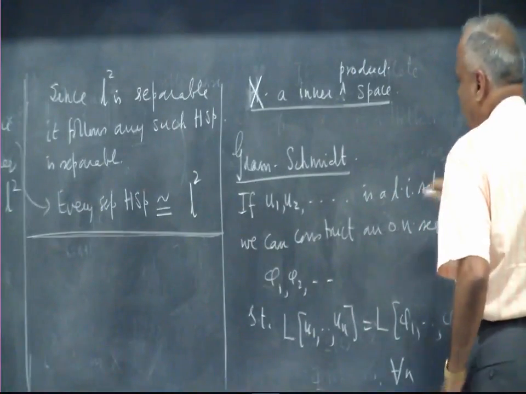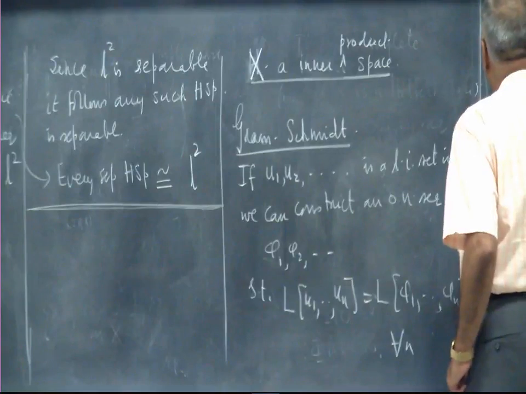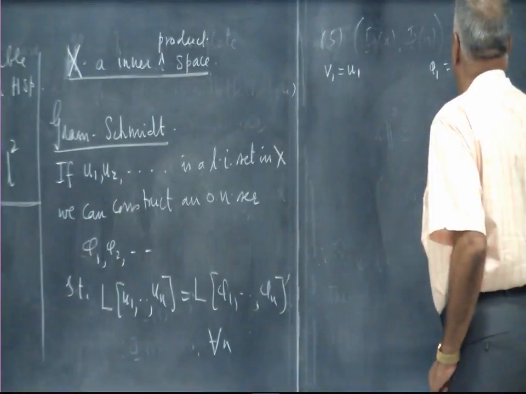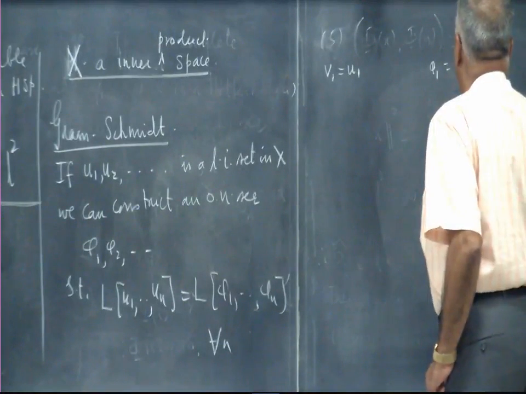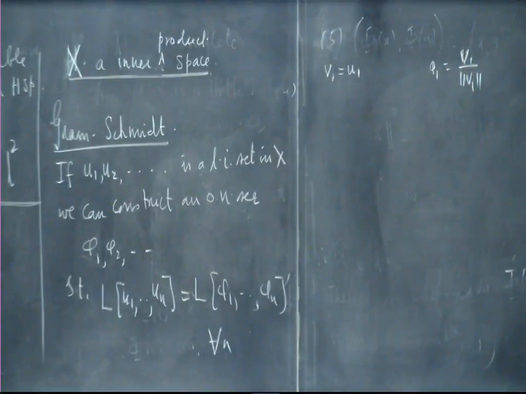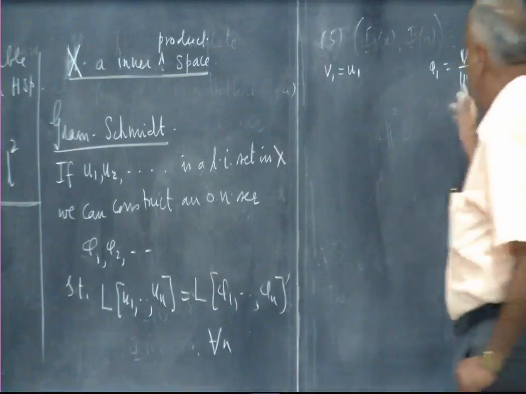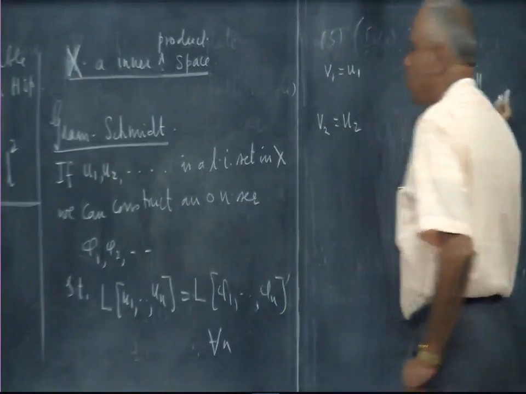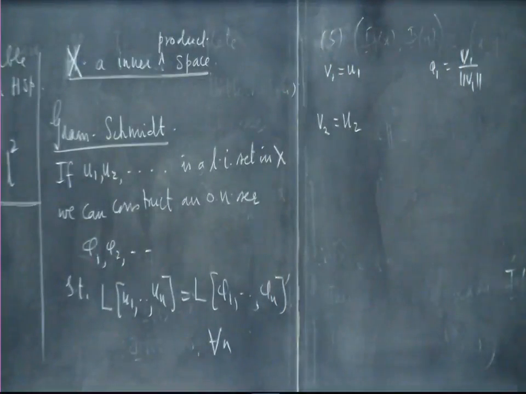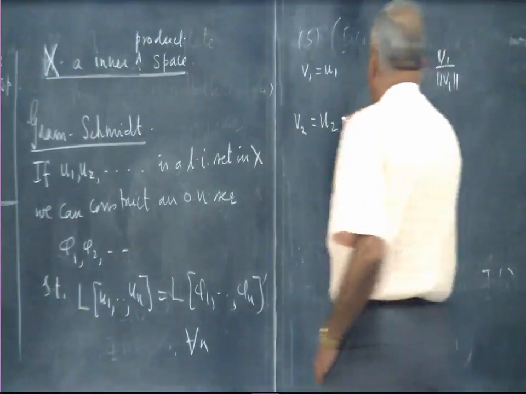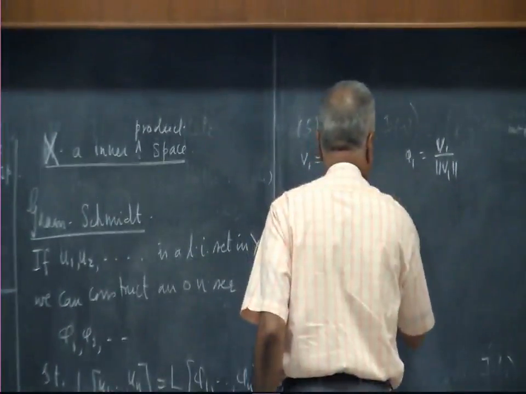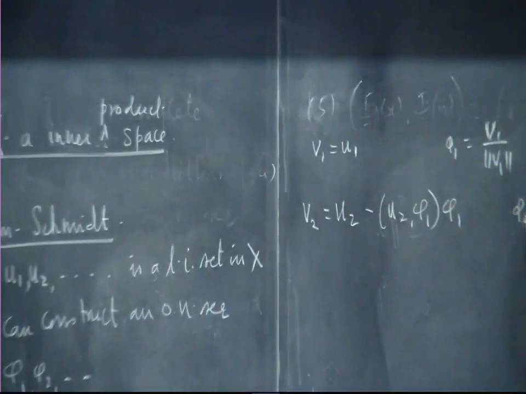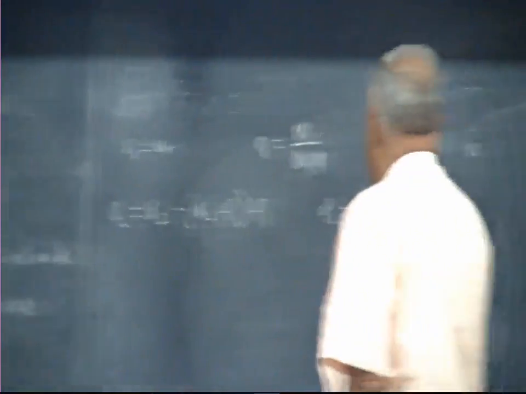First, you take v1 to be u1, then phi 1 to be v1 by norm v1. That is a unit vector. Then v2 is, from u2, you remove the information along the phi 1 direction. What is the information along the phi 1 direction? It is the inner product of u2 with phi 1, times phi 1. Then take phi 2 to be the normalized vector.